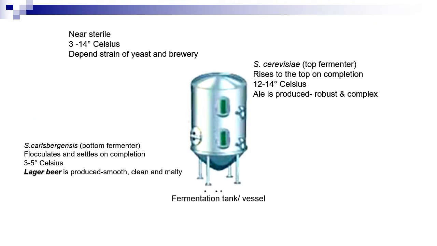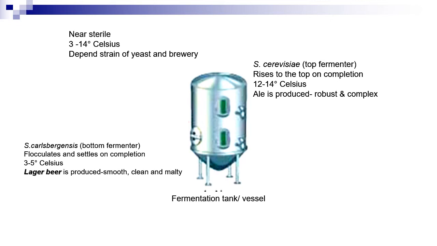Okay, for the fermentation process for beer production, the operation runs near a controlled condition. It's about 3 to 14 degrees Celsius, depending on the yeast and brewery condition. Okay, for Saccharomyces cerevisiae, we use a top fermenter. Then the yeast itself will rise to the top upon completion, and the range of temperature is about 12 to 14 degrees Celsius, and ale is produced in a robust and complex manner.